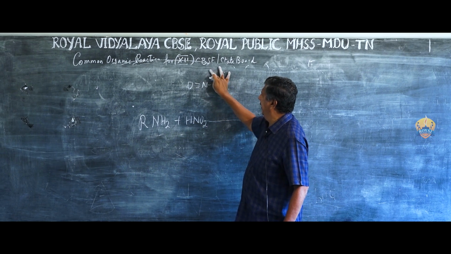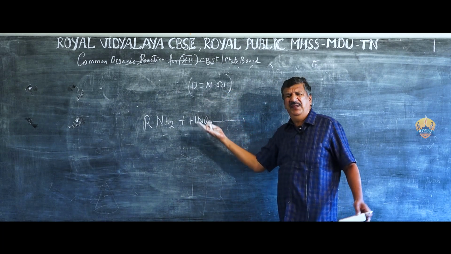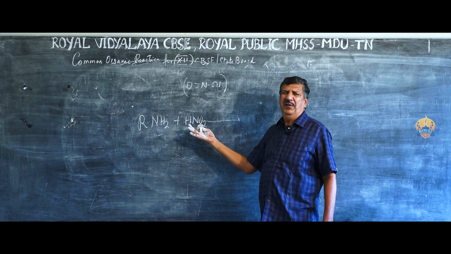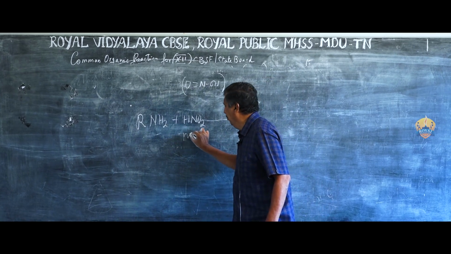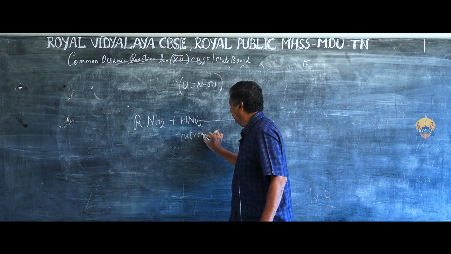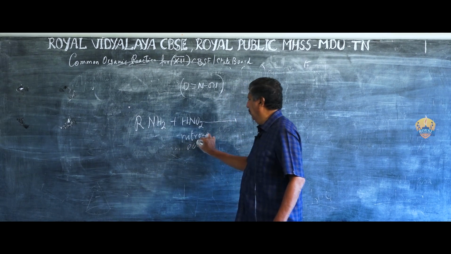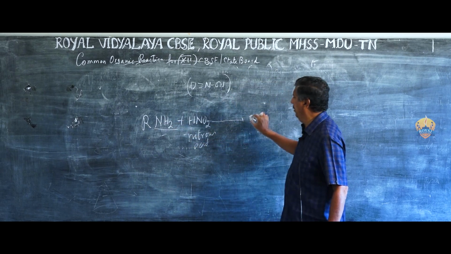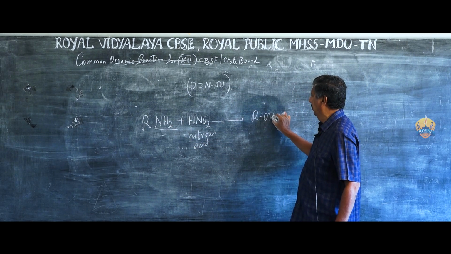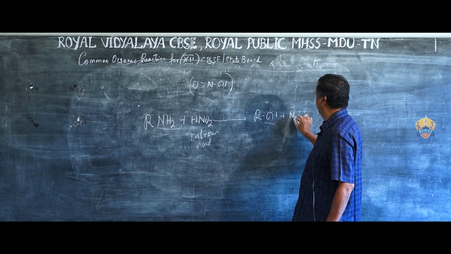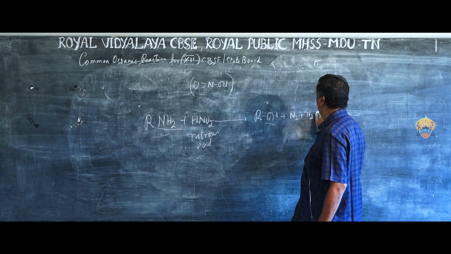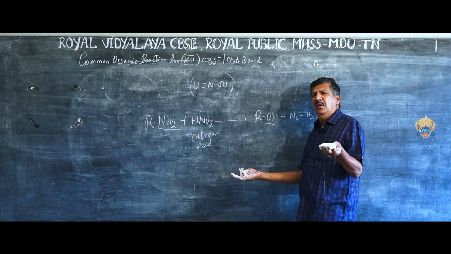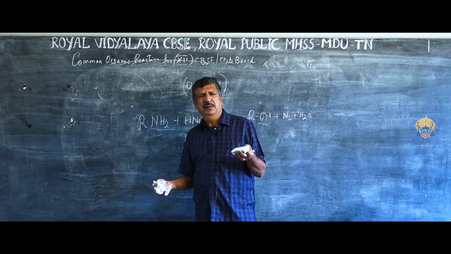I am telling you again and again, don't go for these types of formulas. First you learn the very simple one. Nitrous acid means HNO2. That's all. What will it do? It will convert the amine into alcohol. Methylamine means methyl alcohol. Ethylamine means ethyl alcohol.